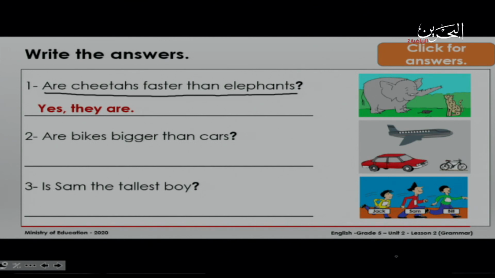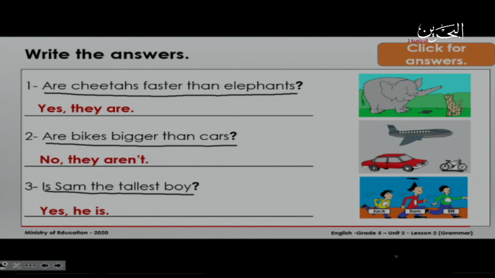Number 2. Are bikes bigger than cars? Look at the bike. Is it bigger than a car? What do you think? No, they aren't. Very good. Number 3. Is Sam the tallest boy? Where's Sam? Look at him. Is he the tallest boy? Yes, he is. Very good.